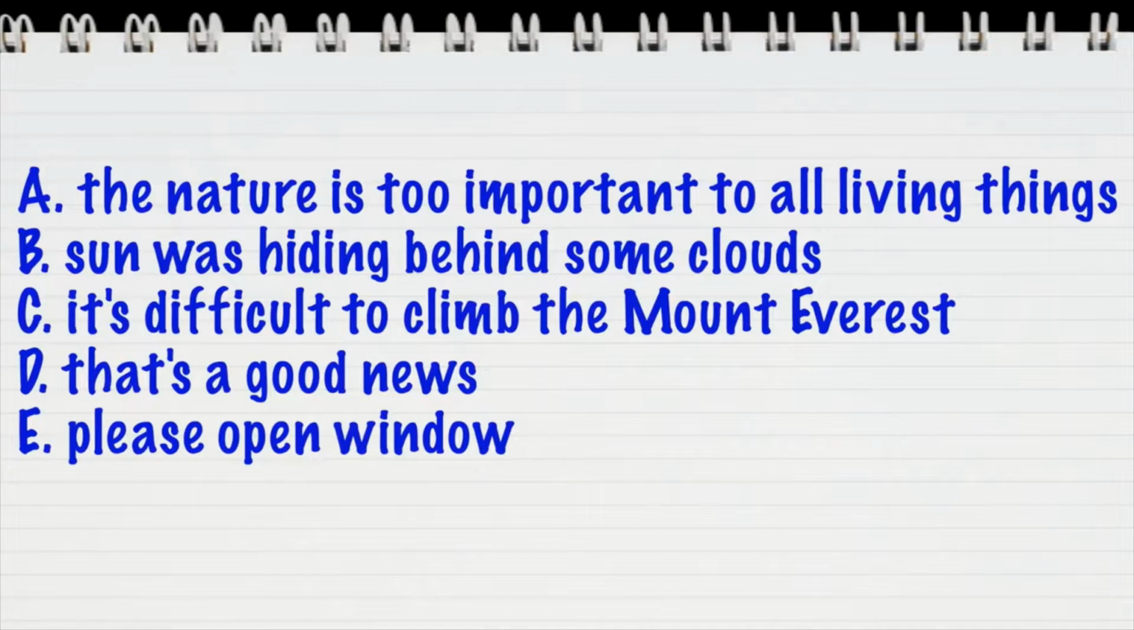A, the nature is too important to all living things. B, sun was hiding behind some clouds. C, it's difficult to climb the Mount Everest. D, that's a good news. E, please open window.